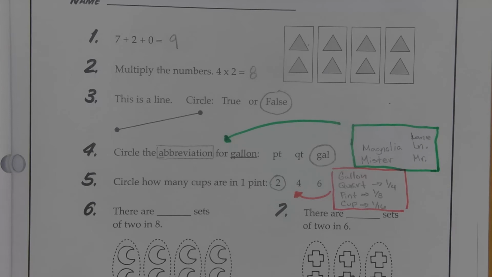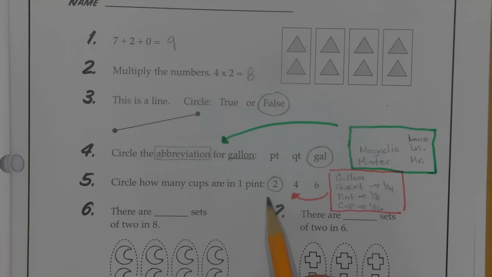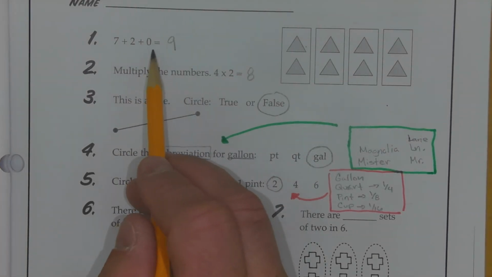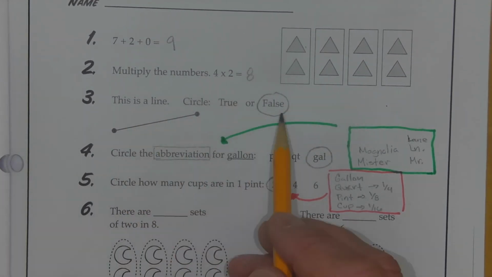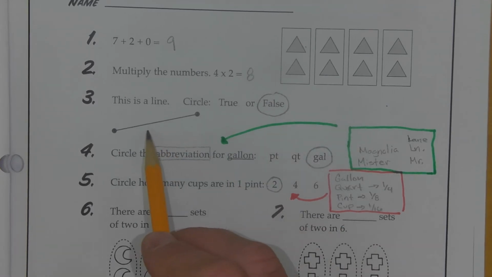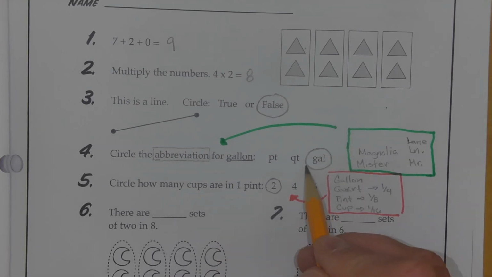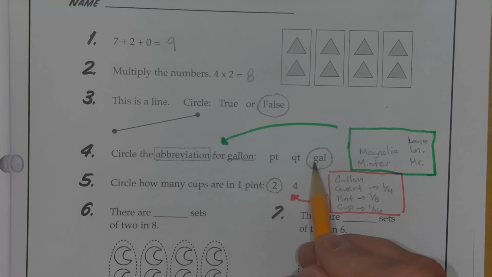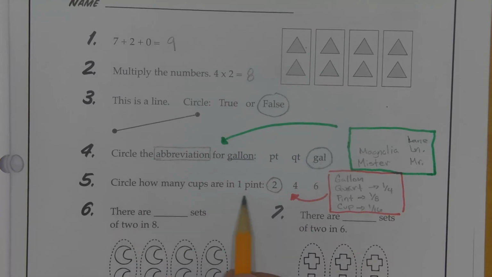You can see I added some things to my notes just to make sure kids understood what I was talking about. But we'll just go through the answers. 7 plus 2 plus 0 is 9. Multiply the numbers. 4 times 2, you should come up with 8. This is a line that is false. This is actually a line segment. Circle the abbreviation for gallon. It's always going to include the letters in it, and most often it's going to include that first letter for sure. So the only one with G in this set is GAL, or gal. So gallon, the abbreviation is gal. And we said there are 2 cups in 1 pint. 2 cups in a pint.